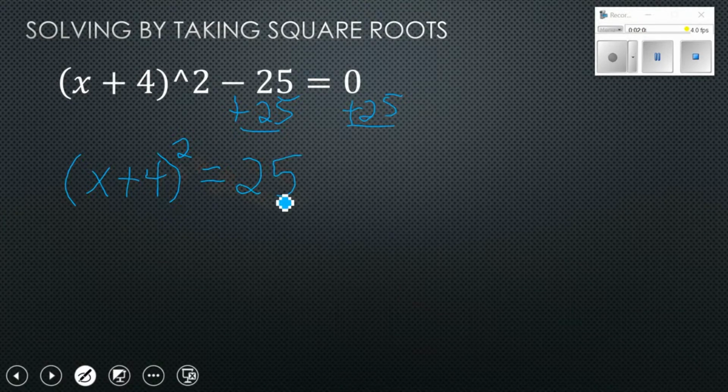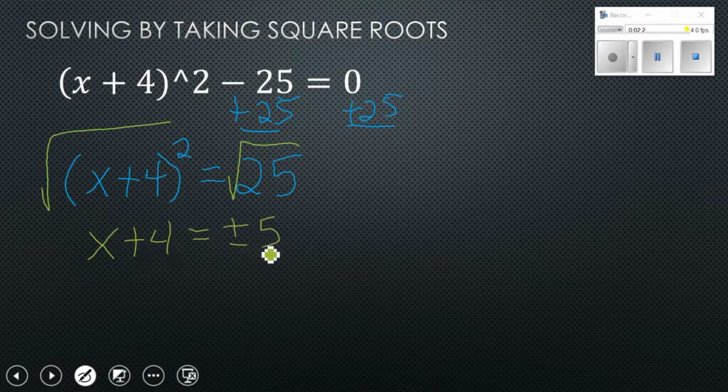Of course, just like on the last problem, when we're trying to get rid of a square, what we're going to do is square root both sides. And so the square root of x plus 4 squared is just x plus 4. Don't forget on the right side, your plus or minus 5.